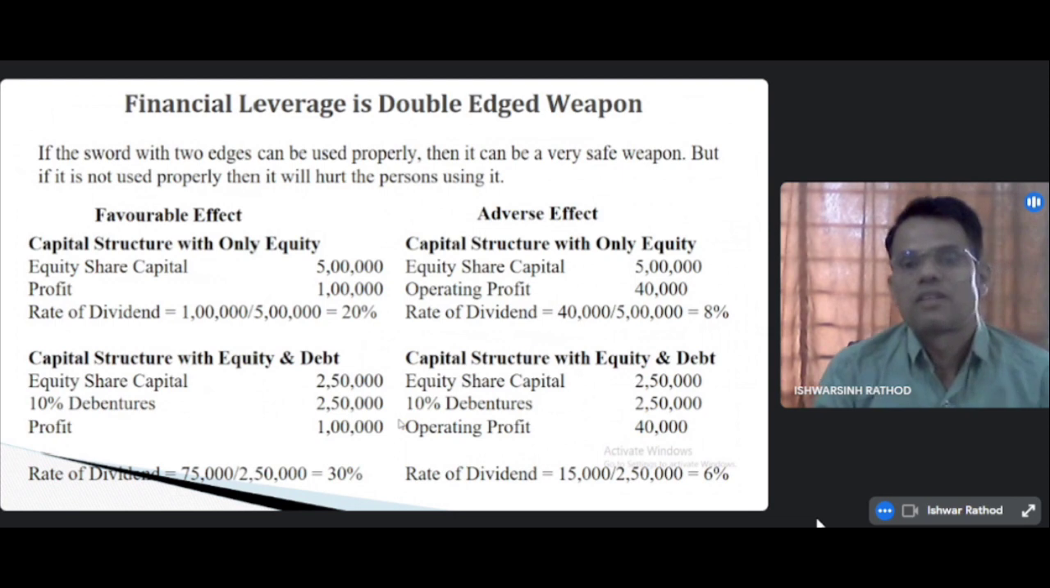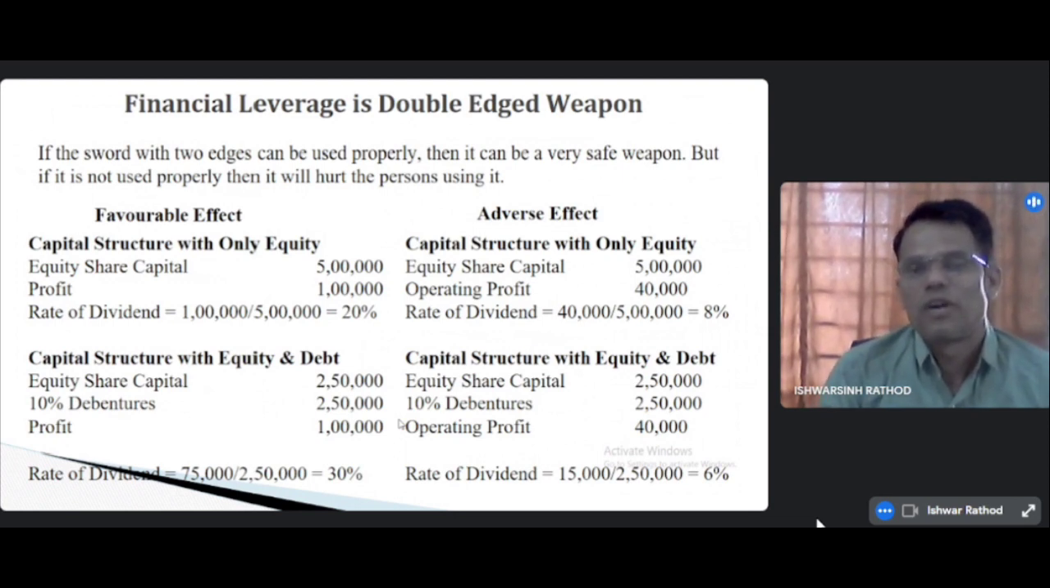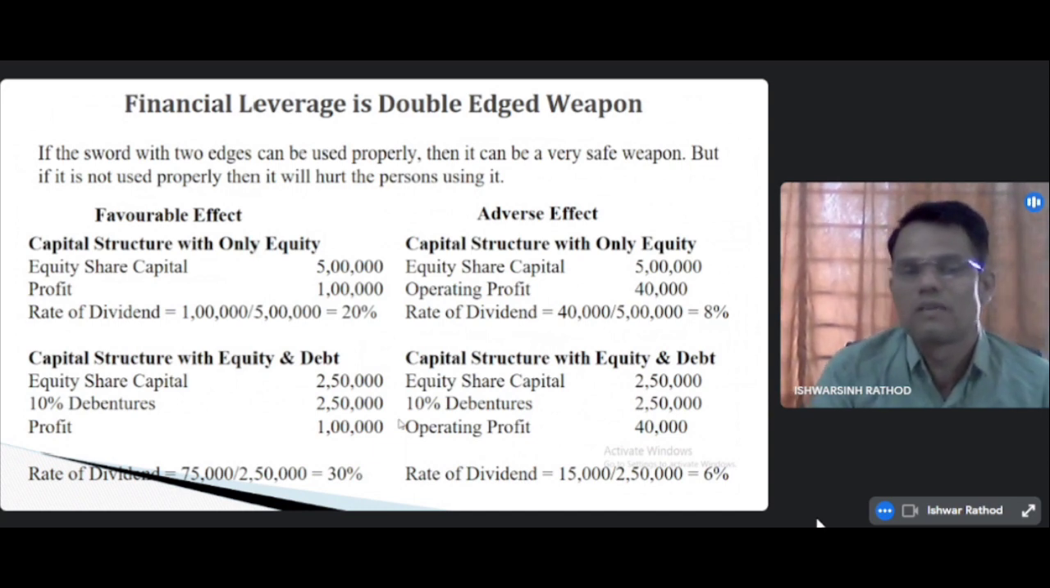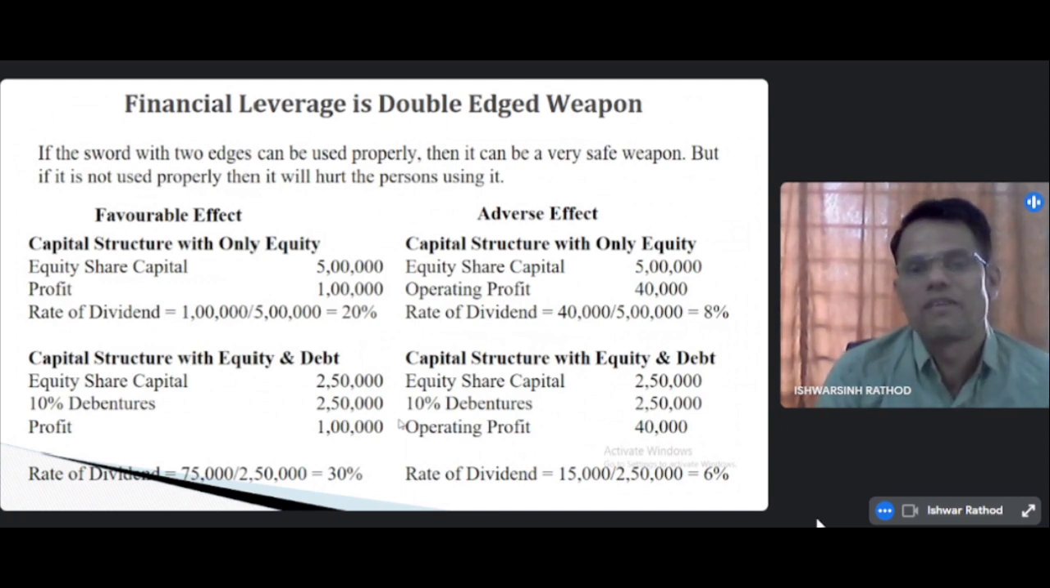Adverse effect: capital structure with only equity share capital. Equity share capital is 5 lakh. Operating profit is 40,000. The rate of dividend is equal to 40,000 divided by 5 lakh, which is equal to 8%. Now the capital structure will be equity share and debenture: equity share capital 2 lakh 50,000, debenture 2 lakh 50,000. Operating profit is 40,000. The rate of dividend is equal to 15,000 divided by 2 lakh 50,000, which is 6%. So this is the adverse effect.